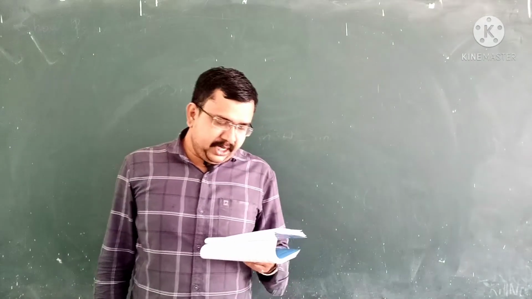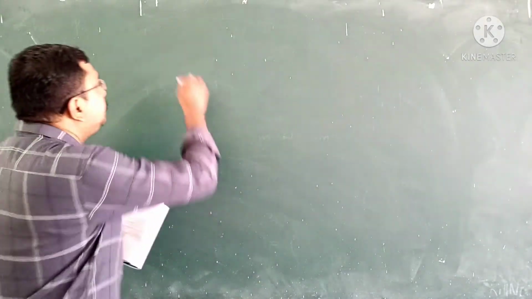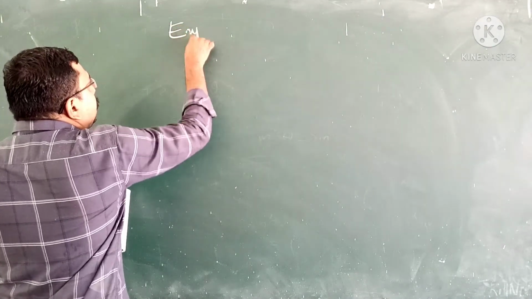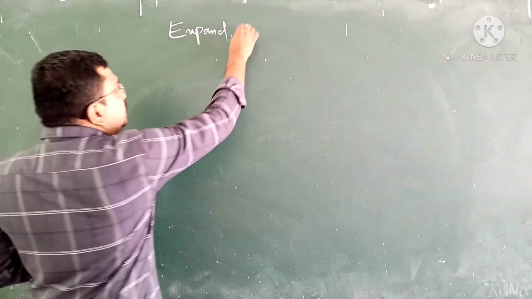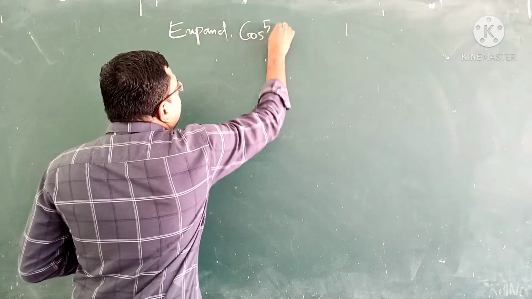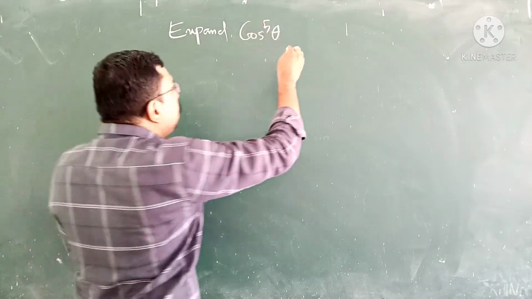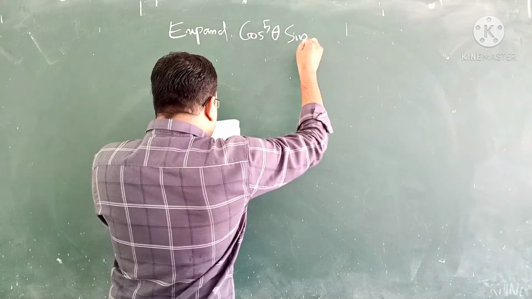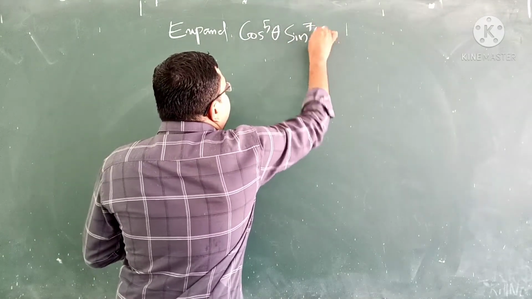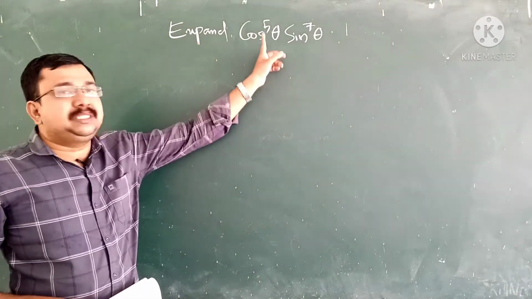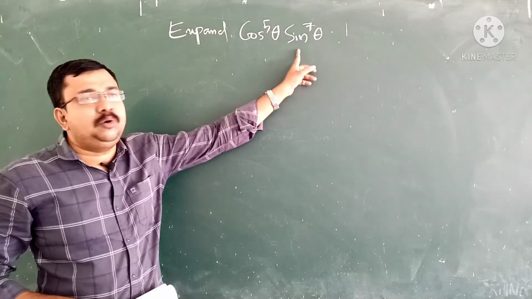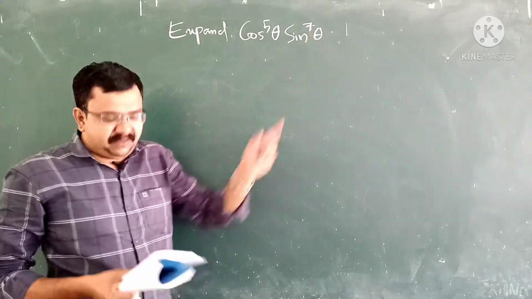Our next question is expand cos raised to 5 theta into sin raised to 7 theta.